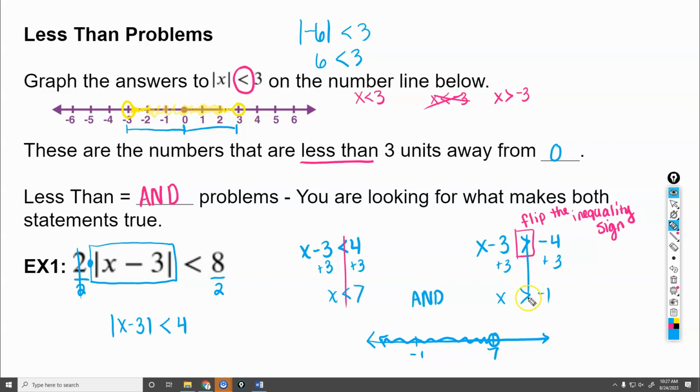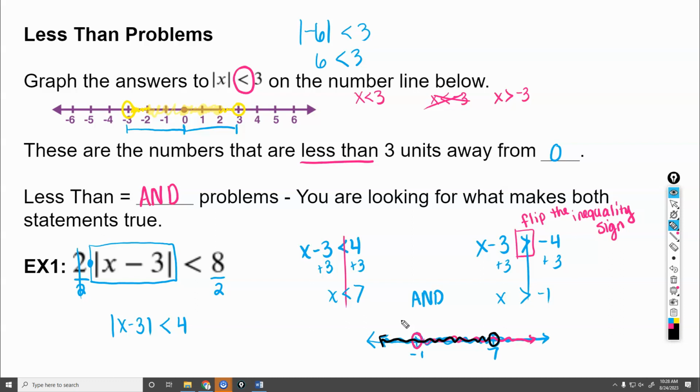And I'm going to graph the numbers that are greater than -1, and I would shade above. Let me use different colors for both of those. So 7, shade below. So the black is for the 7, the pink is for the -1. And I have shaded the whole entire number line.